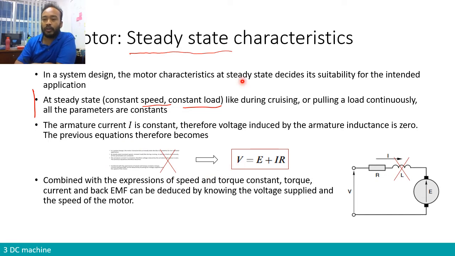So your equivalent circuit in steady state will become V equals E plus IR. The inductance basically doesn't have any influence. It won't have any influence and is neglected in steady state. So if you notice that your machine is operating in steady state, this part is to be removed.